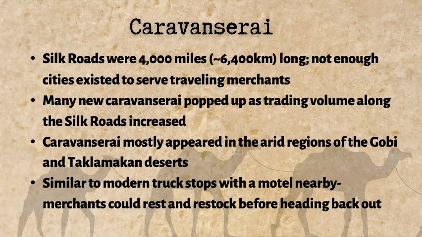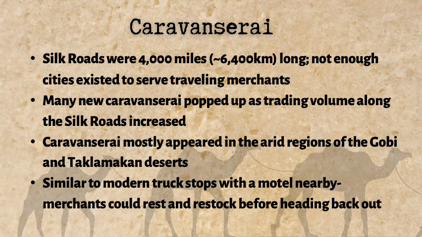So let's revisit that idea of the caravanserai. The Silk Roads at their longest were about 4,000 miles, or about 6,400 kilometers long. It is important to note here that this doesn't mean a single caravan of merchants traveled the entire length of the routes. Rather, it was common for merchants to traverse just specific sections of the Silk Roads. With that in mind, many parts of the roads went through inhospitable terrain, such as the Gobi and the Taklamakan deserts.